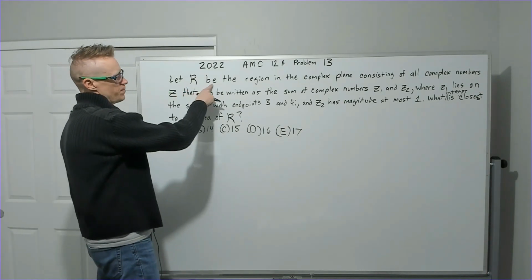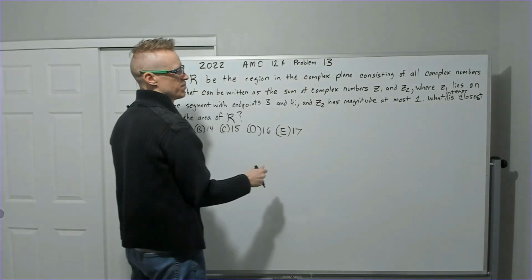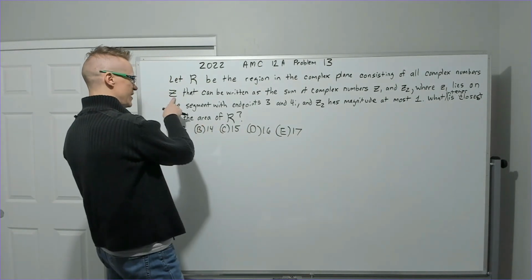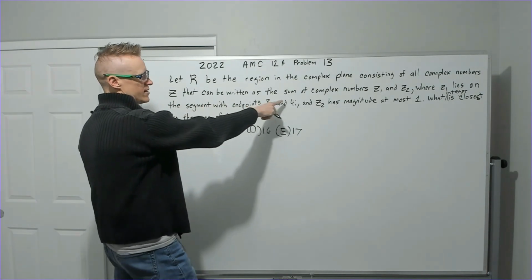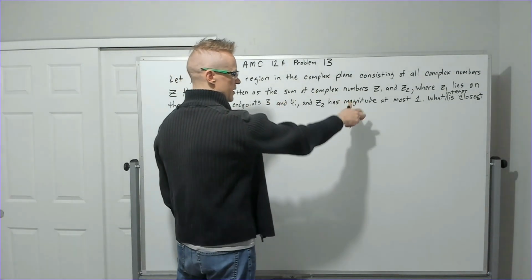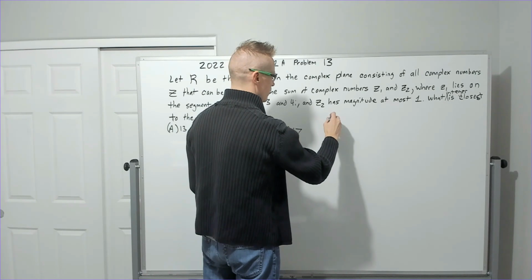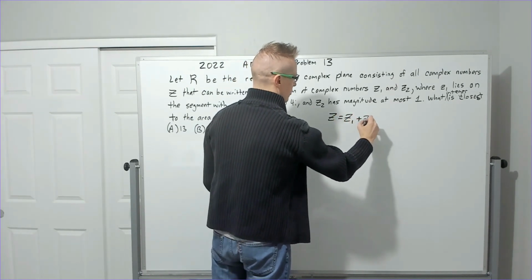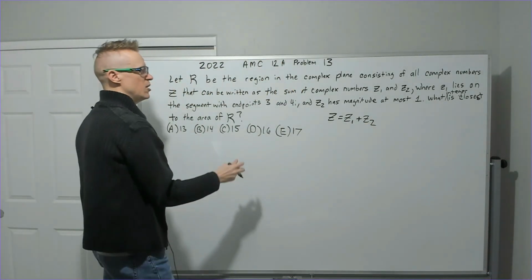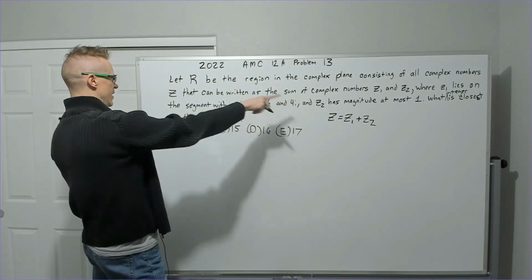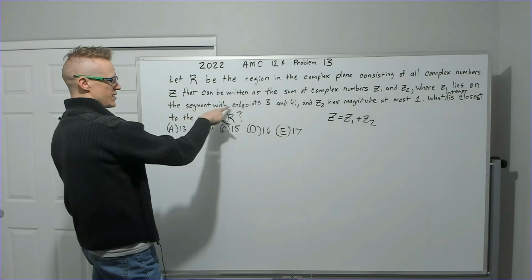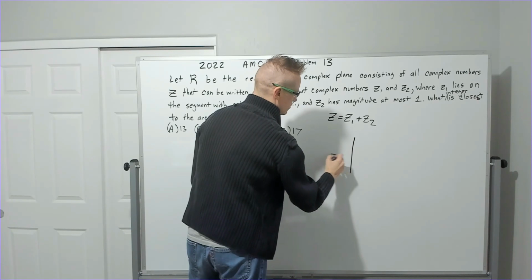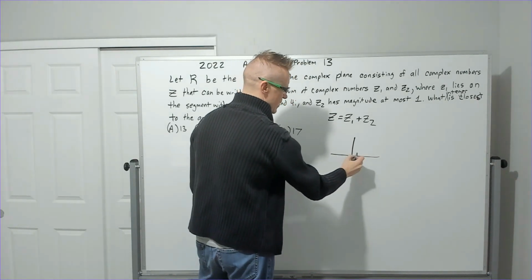Let R be the region in the complex plane consisting of all complex numbers Z that can be written as the sum of complex numbers Z1 and Z2. So Z is going to equal Z sub 1 plus Z sub 2, where Z sub 1 lies on the segment with endpoints 3 and 4i. So where would those be? 3 is going to be here.